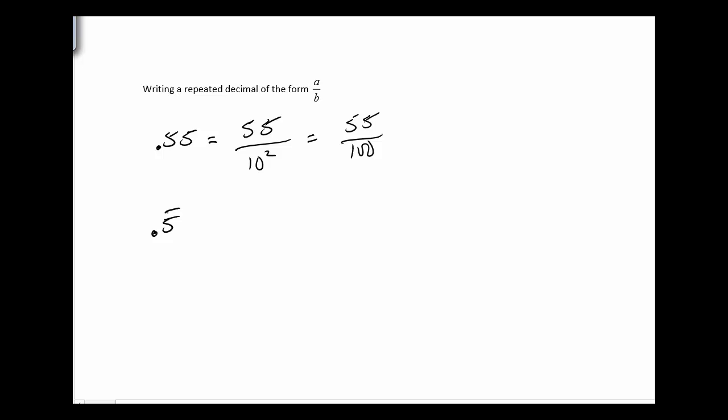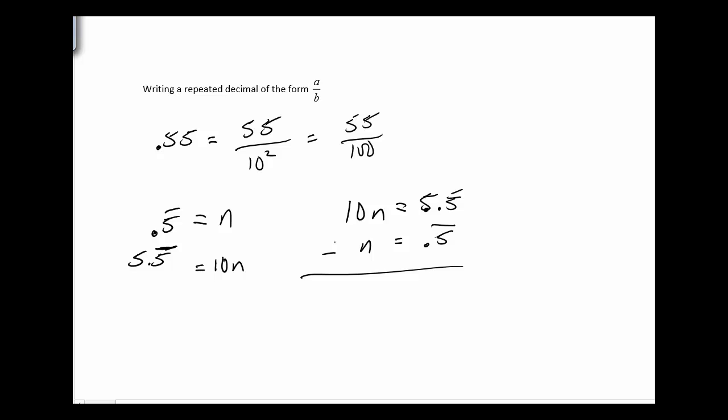Okay. What I'm going to do is set this equal to n, and I want to know what 10n is. Well, if I multiply that by 10, that's just going to move the decimal over one spot, and so I get 5.5 with the repeat, right? And then I'm going to do a little interesting algebra where I'm going to subtract n from 10n. And then notice what happens.